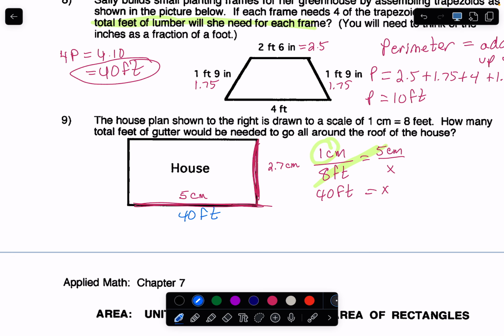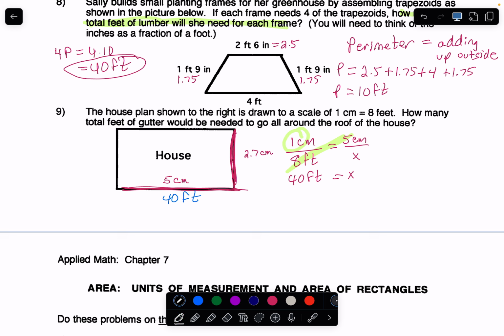Now, let's do the 2.7. Set up the same proportion again. 1 centimeter is 8 feet. So 2.7 centimeters is how many feet? You'll see, same cross multiplication. Multiply 8 and 2.7, divide by 1. 8 times 2.7 is 21.6 feet.